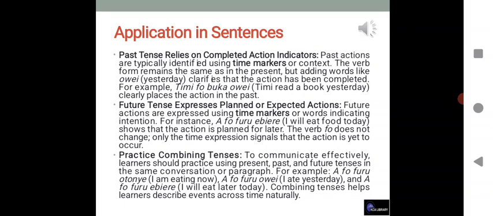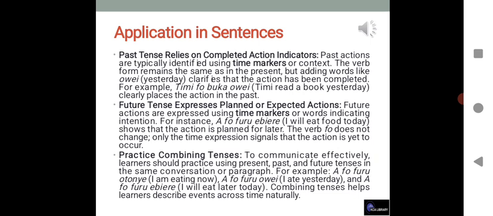Past tense relies on completed action indicators. In Ijaw, past actions are usually identified through time markers and contextual cues rather than changes in verb form. The verb typically remains unchanged, while completion is indicated by expressions such as away, yesterday. For example, Timi efo buka away, Timi read a book yesterday, clearly places the action in the past and shows that it has been completed.